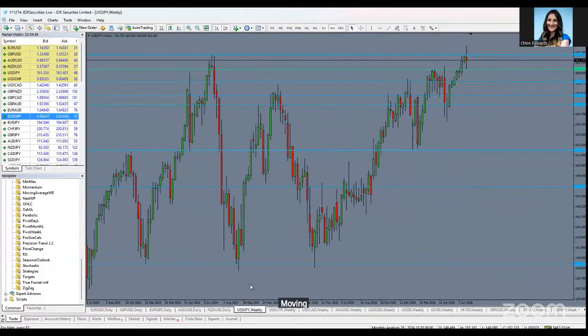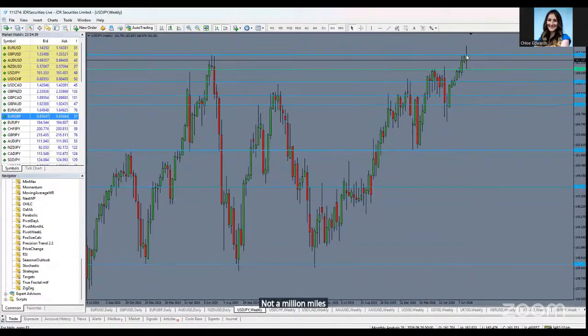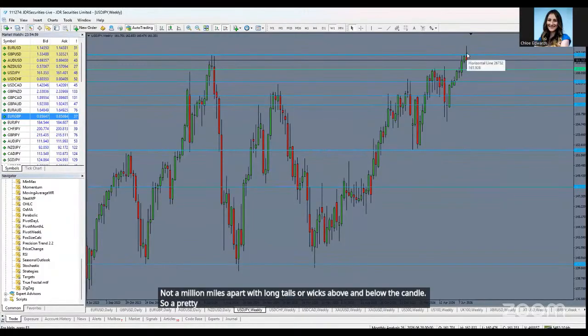Moving on to dollar yen. So dollar yen on the weekly time frame. Last week was a very indecisive week. It's a quite big candle, very small body. So it opened and closed not a million miles apart with long tails or wicks above and below the candle. So a pretty indecisive candle.